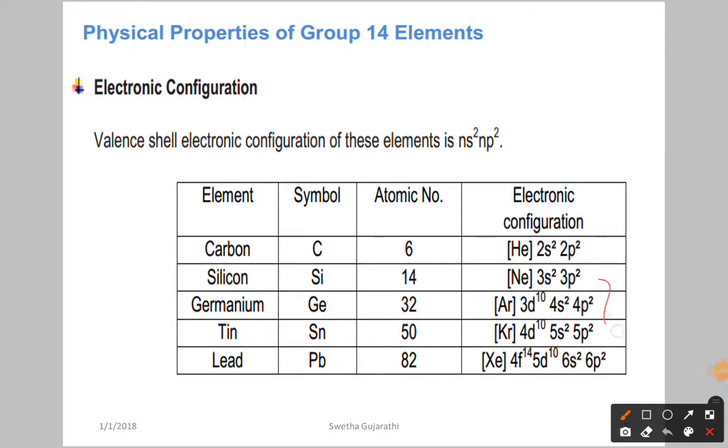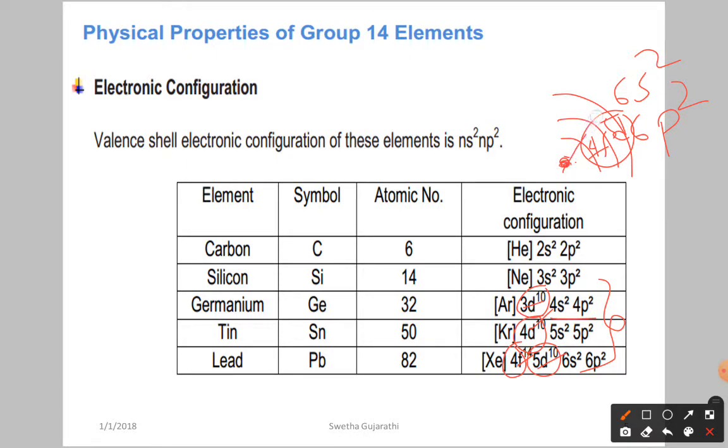So if you see the electronic configuration here, what happened? From germanium, tin, lead onwards, along with the ns2 np2 we have the 3d, here 4d, and here we have 4f and 5d electrons, isn't it? So what happened? Already we discussed, the d and f orbitals have what? Poor screening effect. So because of that reason, the outermost configuration in lead, if you actually remember, is 6s2 6p2. Here we have the 5d and 4f, and these have poor screening effects.